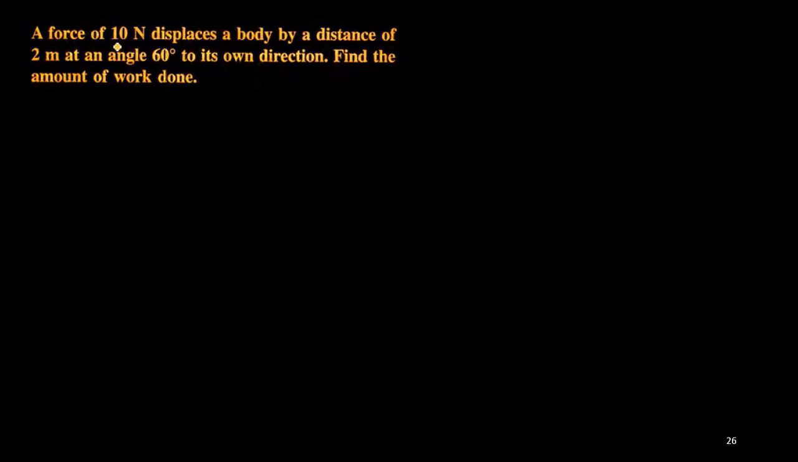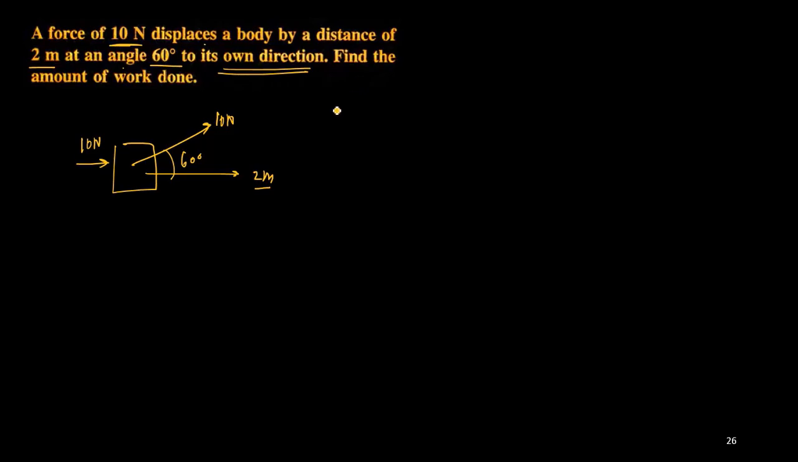Let us do some exercise. A force of 10 Newton displaces a body by a distance of 2 meters at an angle of 60 degrees to its own direction. So 10 Newton is acting in this direction, and the angle is 60 degrees. We are asked to calculate the amount of work. Work is equal to 10 into 2 into cos 60 degrees, which means 10 Joule.